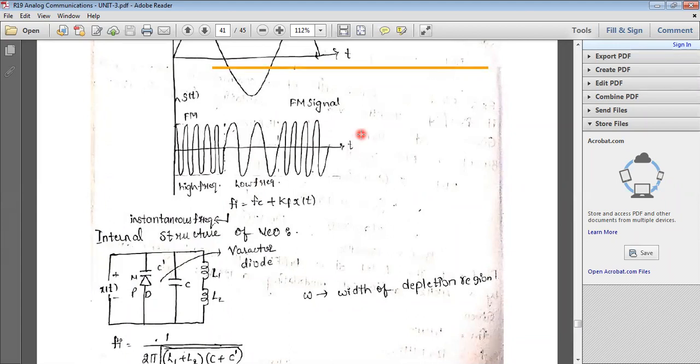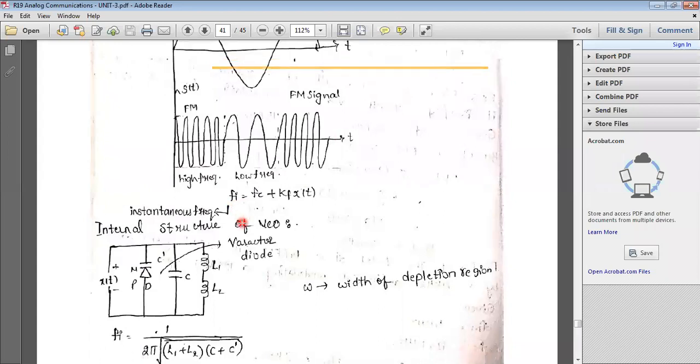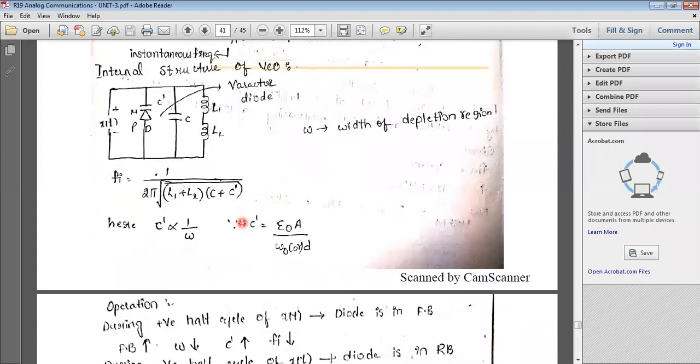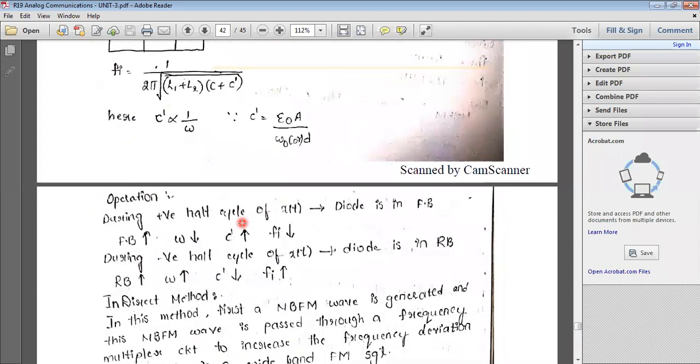Here the main component used is the varactor diode. According to the value of capacitance, we can change the instantaneous frequency. Therefore we get the FM wave. So this is called the direct method.